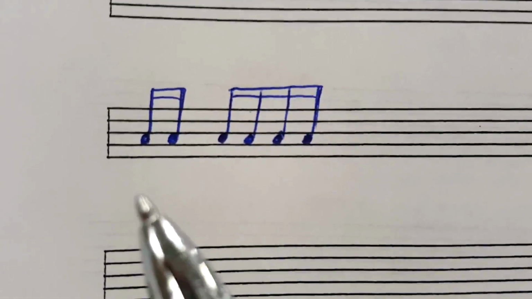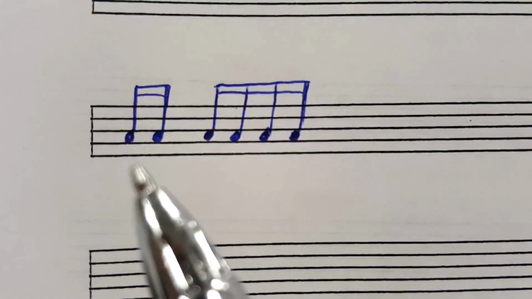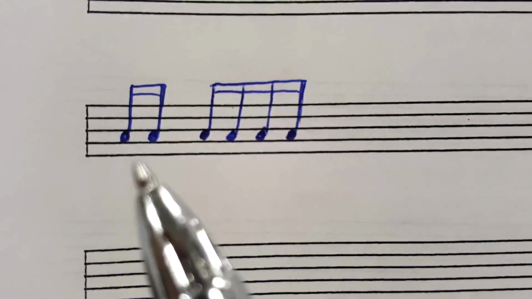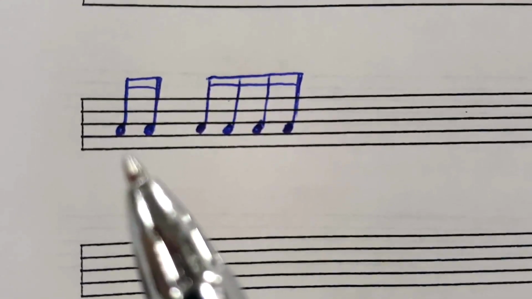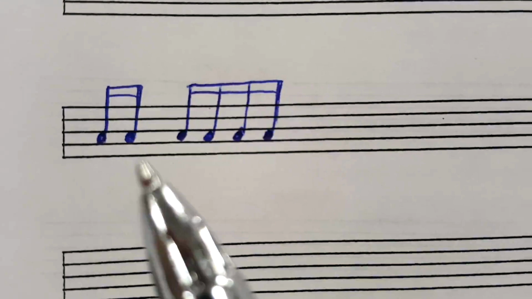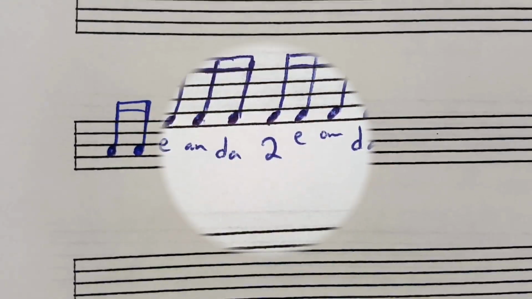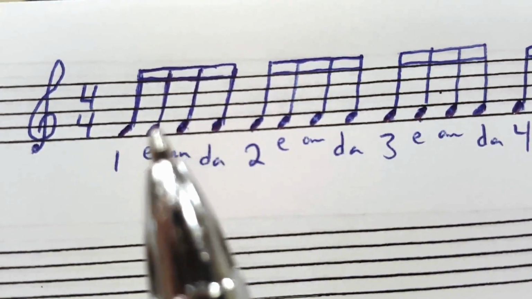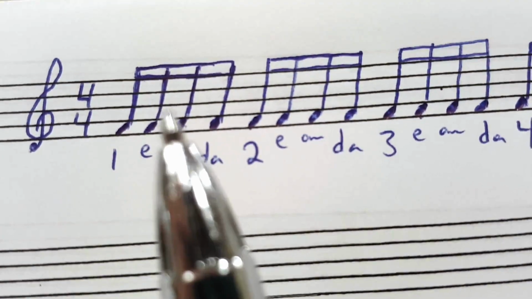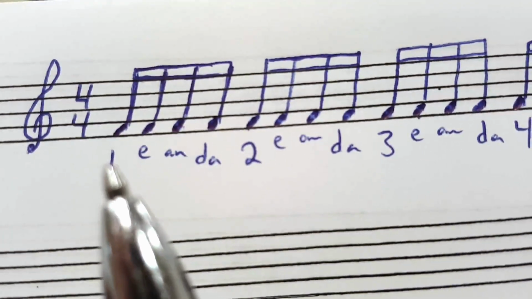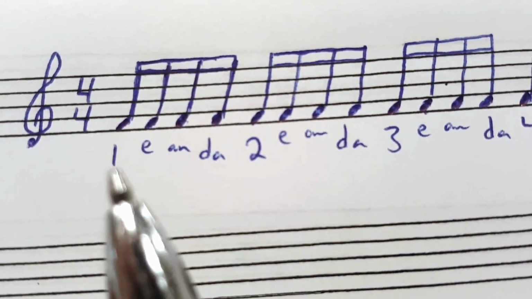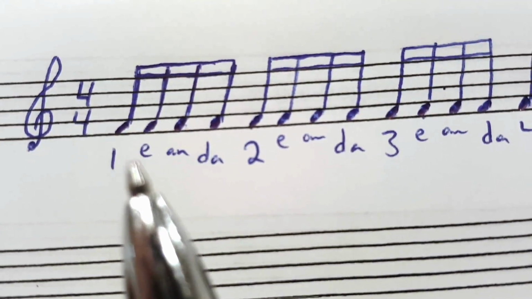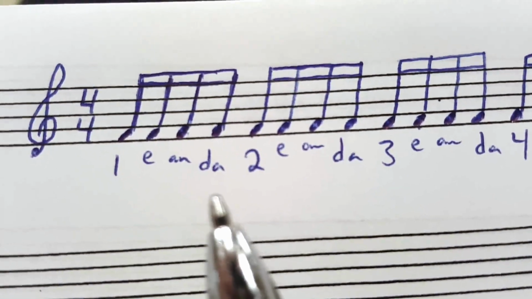Here's an example of how you can beam 16th notes, and you notice you beam them just the same way that you would eighth notes. Here's a group of 2, and then this is a group of 4. When we count 16th notes, especially in a group of 4, we start off with the first 16th note being that number because it's on the beat, and the others receive E and D.